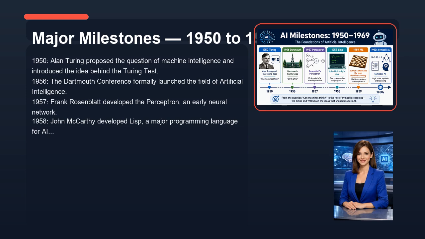1958, John McCarthy developed Lisp, a major programming language for AI research. 1959, Arthur Samuel popularized the term machine learning through his checkers program. 1960s, symbolic AI, theorem-proving, search algorithms, and early language systems became major research directions.